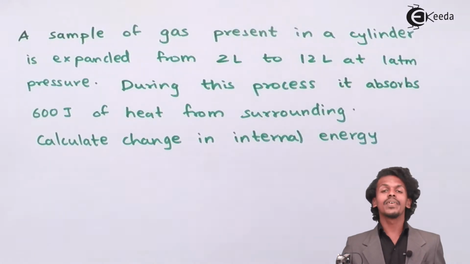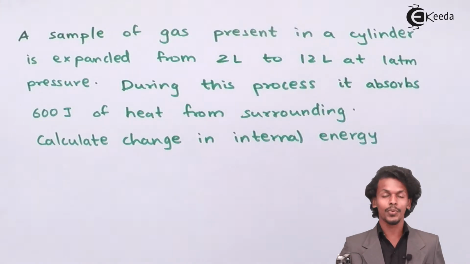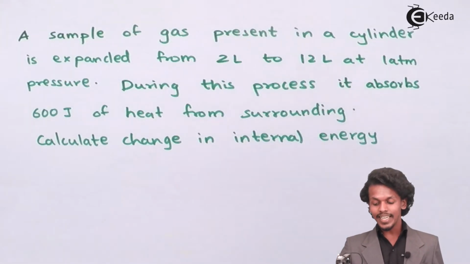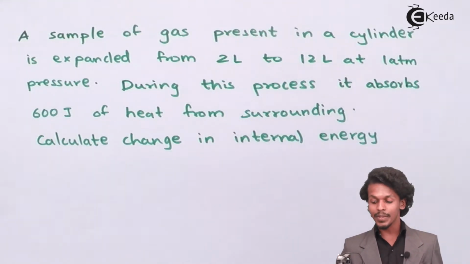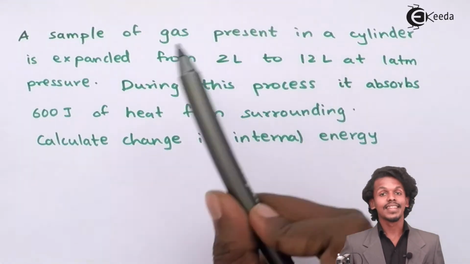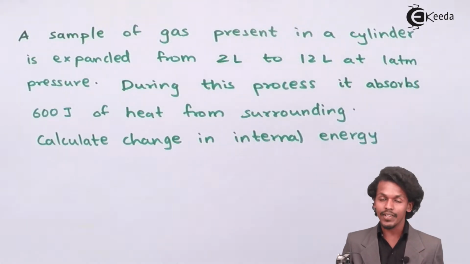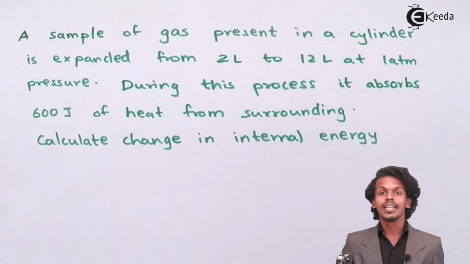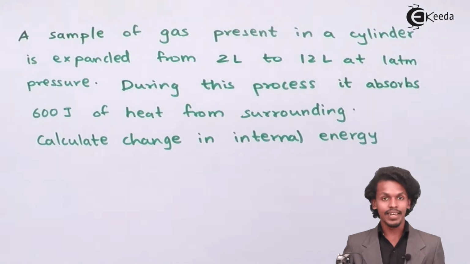According to the first law of thermodynamics, the formula is delta U is equal to Q plus W. Here the heat is provided and they are asking for the internal energy, but the work is not known to us. But we can simply calculate the work. But before that, let us extract the data from the given question and see what the requirements are and how we can evaluate that data so as to calculate the change in internal energy.